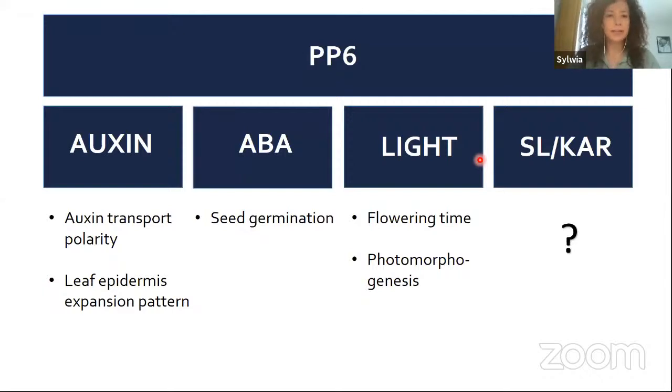And why is that? PP6 phosphatase is already involved in auxin, ABA, and light signaling. So for all the phenotypes that we checked for strigolactone and karrikin signaling, such as root phenotypes, seed germination, or hypocotyl elongation, it could be that what we see is not because of impaired signaling of strigolactones or Kai2 karrikins, but because other signaling pathways are disturbed. So we still have to find a way to prove or to see what the real function of PP6 is in strigolactone and karrikin signaling that is disconnected from the other ones.